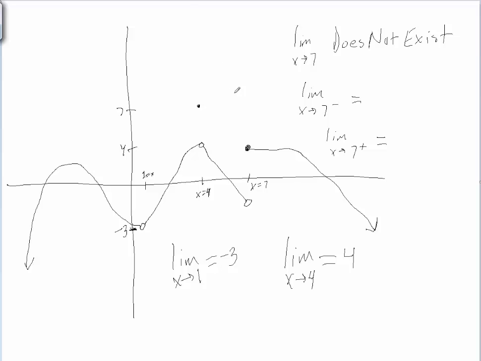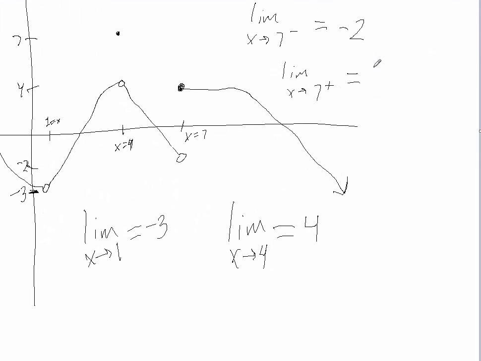So for the left-handed limit, what we're saying is what happens to the value of the function as we get closer and closer to 7 from the left side, or from values less than 7. So there it's -2. And the right-handed limit, what happens as we approach 7 from the right side? Well, it gets closer and closer to 4. So since those two values don't meet, we say that the limit does not exist.